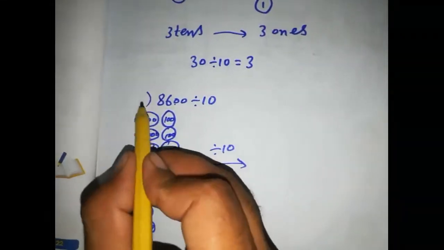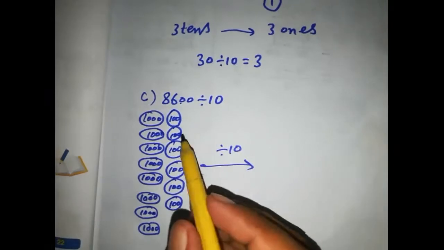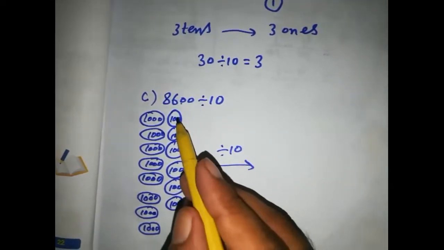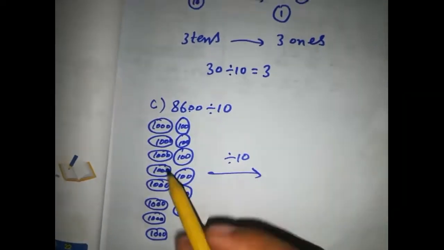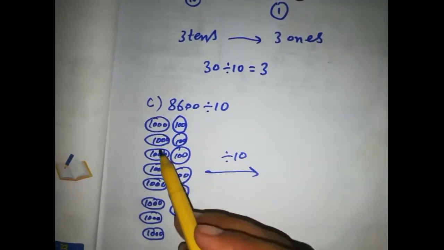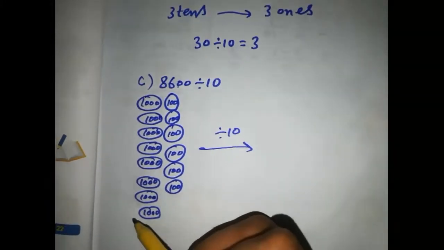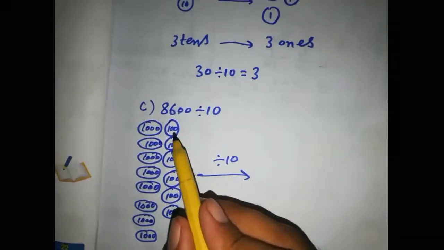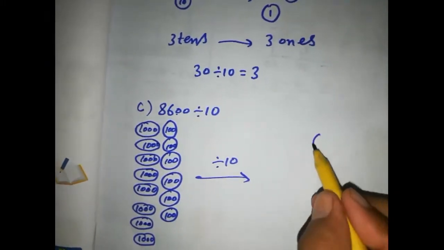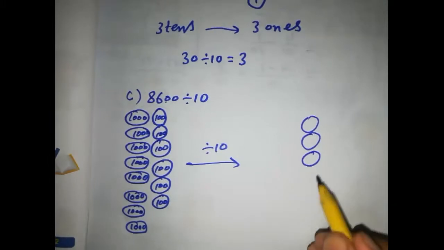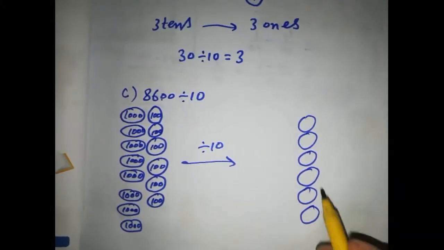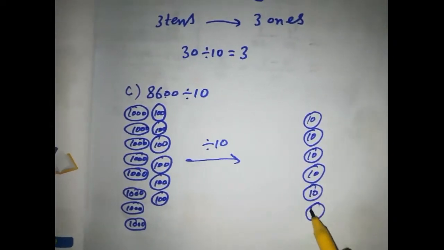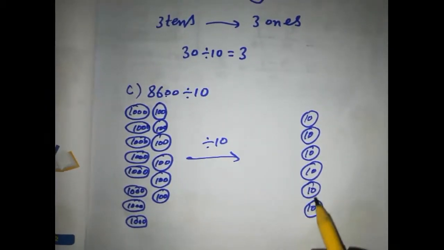Similarly, part C of question number 2 is 8600 divided by 10. There are 0 discs of 1, 0 discs of 10 and 6 discs of 100, that is 1, 2, 3, 4, 5 and 6, and 8 discs of 1000, 1, 2, 3, 4, 5, 6, 7 and 8. When we divide 8600 by 10, the discs of hundreds become tens. So there are 6 discs of tens, because when we divide 100 by 10 we get 10. So every disc of 100 becomes a disc of 10.